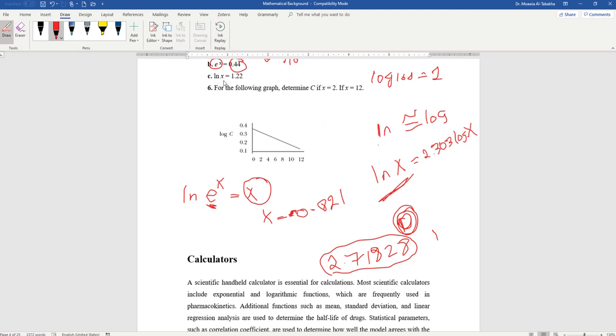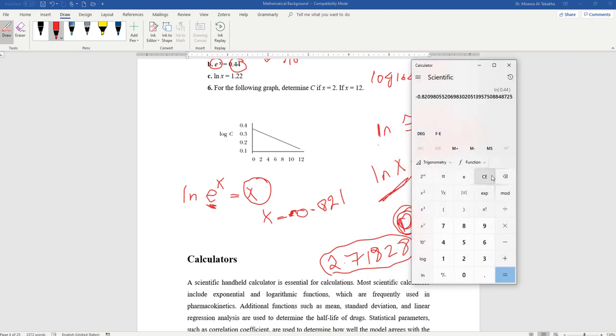طيب see here, which is something opposite. ln x equal to 1.22. So how do I get the answer? معناته I need to get the anti-ln for this number to get x. Anti-ln. Okay. So what is the answer? Let's see and try.